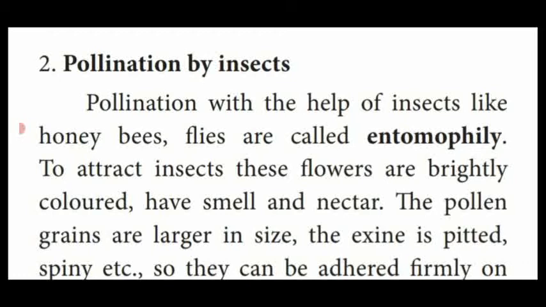They are showing different modifications in their floral region. First one, the flowers are brightly colored, different colors. Okay. Then they also produce the sweet smell and the nectar. They are secreting the honey-like substance in the flower region. So, these are all the three characteristic features to attract the insects for pollination.